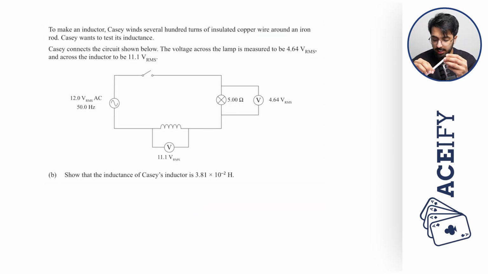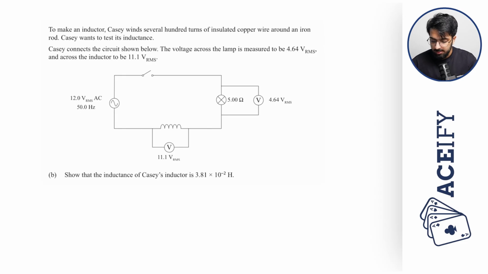To make an inductor, Casey winds several hundred turns of insulated copper wire around an iron rod. Casey wants to test its inductance. Casey connects the circuit shown below. The voltage across the lamp is measured to be 4.6 volts RMS, and across the inductor to be 11.1 RMS. Show that the inductance of Casey's inductor is 3.81 times 10 to the negative 2 henries.